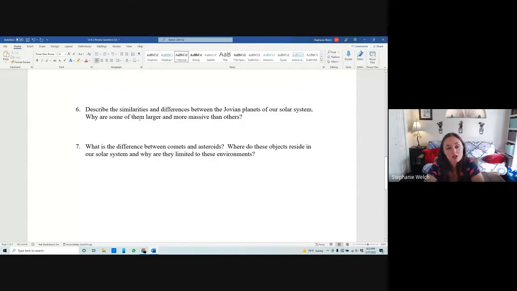So the question is, describe the similarities and differences between the Jovian planets of our solar system. Why are some of them larger and more massive than others? So this is kind of the follow-up question. It's similar to what makes Earth special. Why are some of these larger and more massive?